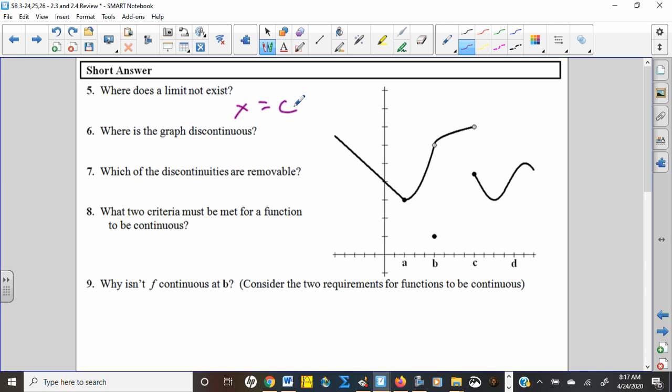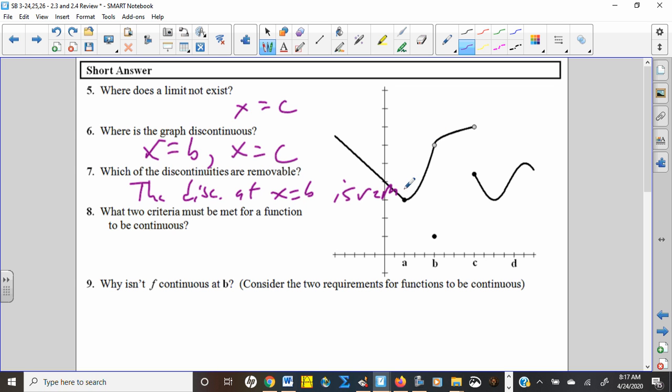Where is the graph discontinuous? Well, definitely at x equals c because of that jump discontinuity, but we also had a removable discontinuity at x equals b. So at x equals b we have a removable discontinuity, and at x equals c we have a jump discontinuity. Which of the discontinuities are removable? Well, the discontinuity at x equals b, because it was created by a hole, is removable.